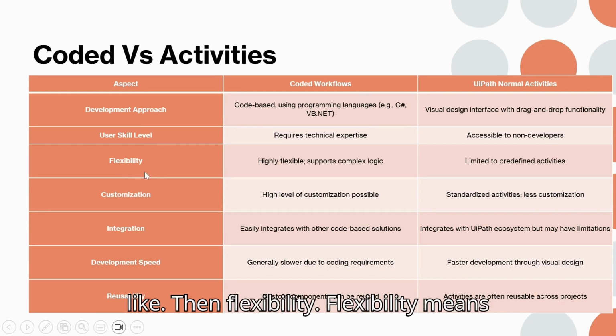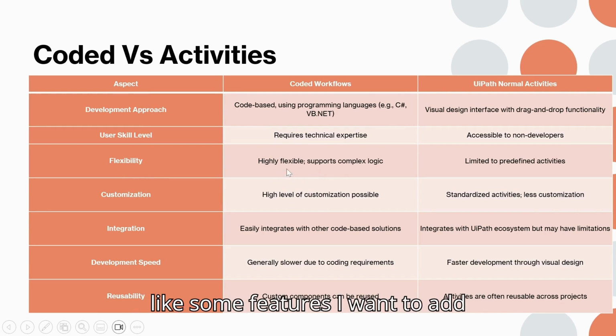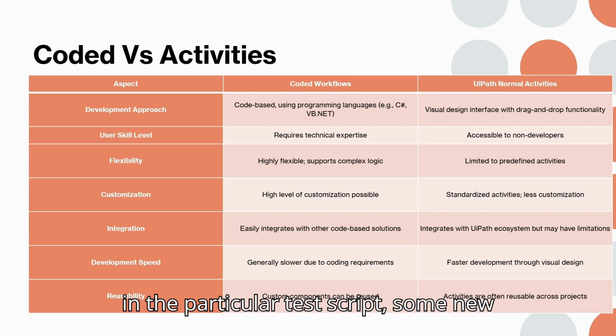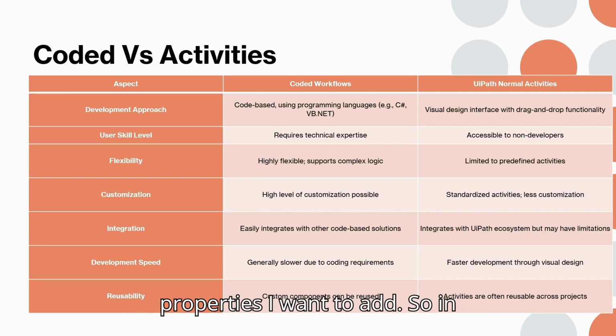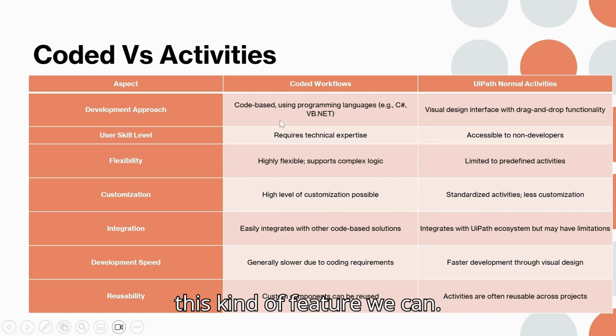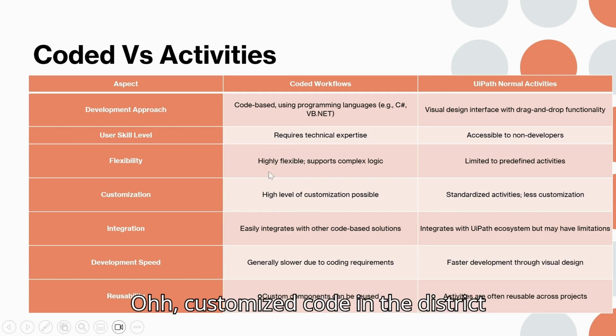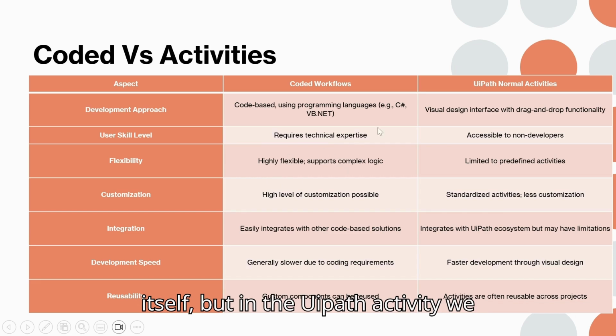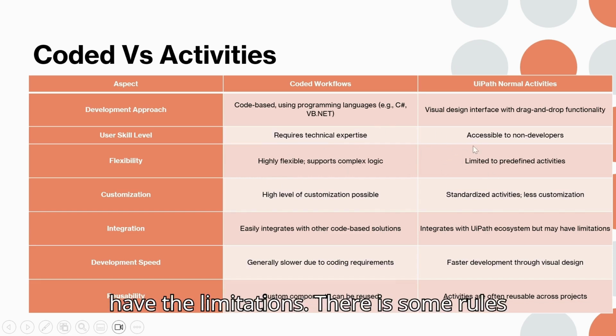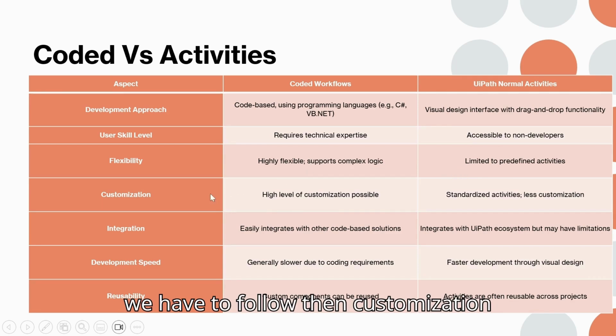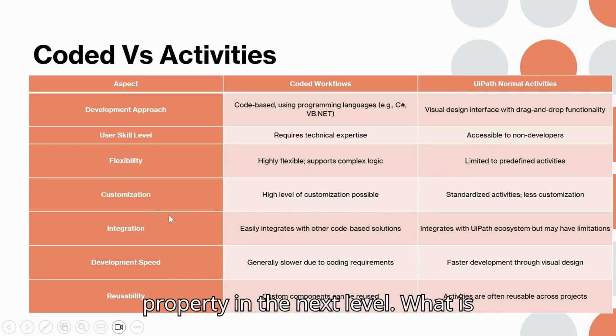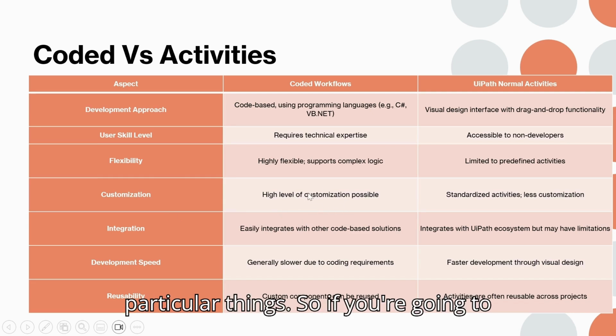Then flexibility. Flexibility means, for example, some features I want to add in a particular test script, some new properties I want to add. For this kind of feature, we can customize the code in the test script itself. But in UiPath activities, we have limitations. There are some rules we have to follow. Then customization, at the next level: what level can you customize particular things to?